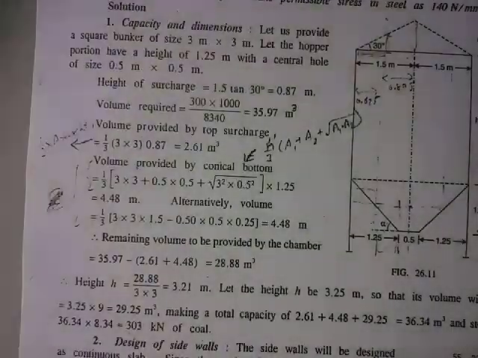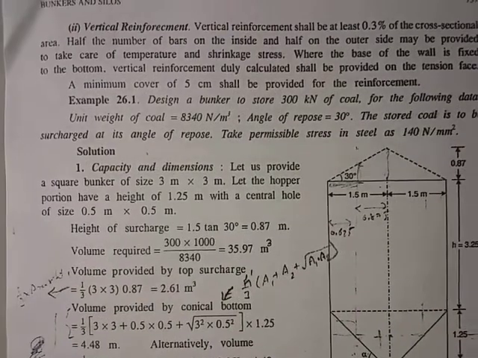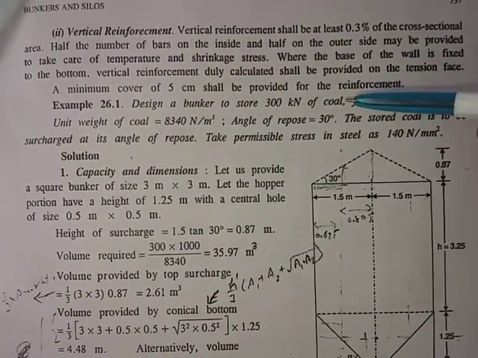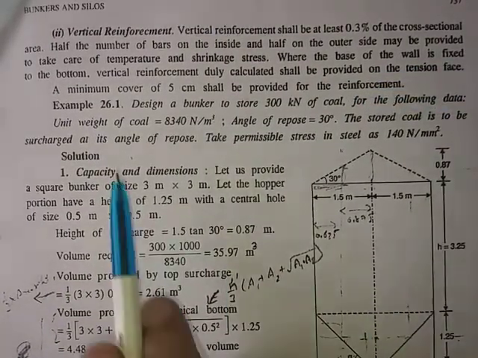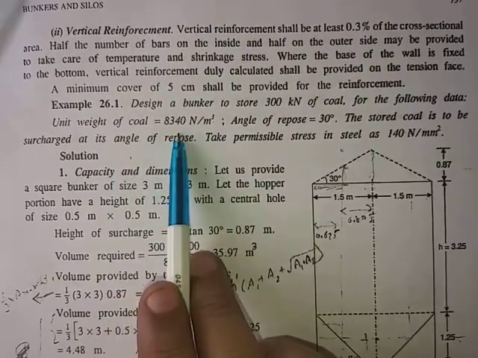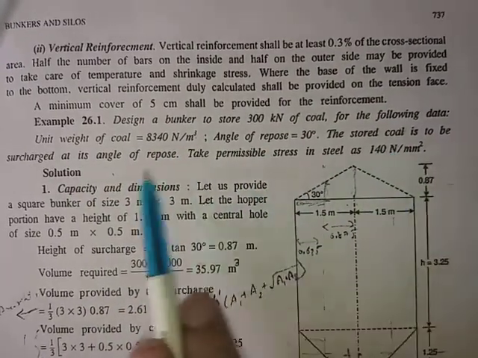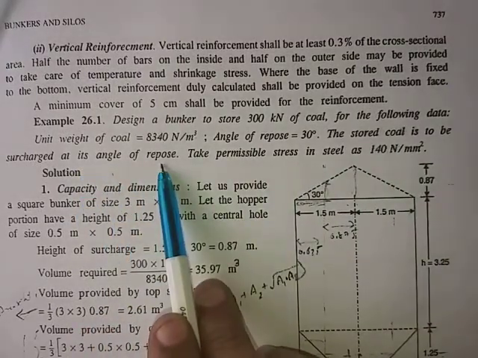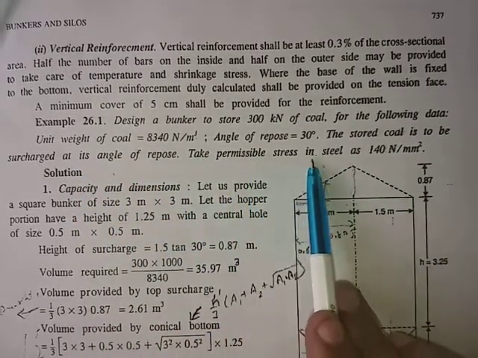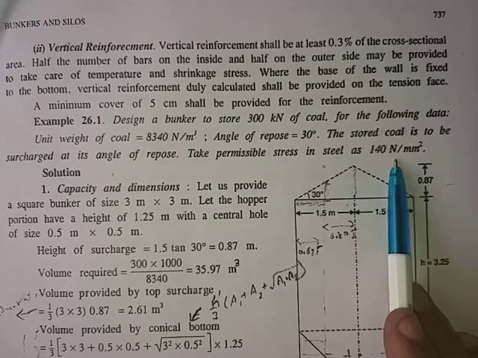So let us start with the question. We have to design a bunker to store 300 kilonewton of coal for the following data. The unit weight of coal is 8340 Newton per meter cube. Angle of repose is 30 degrees. The stored coal is to be surcharged at its angle of repose. Take permissible stress in steel as 140 Newton per mm square.